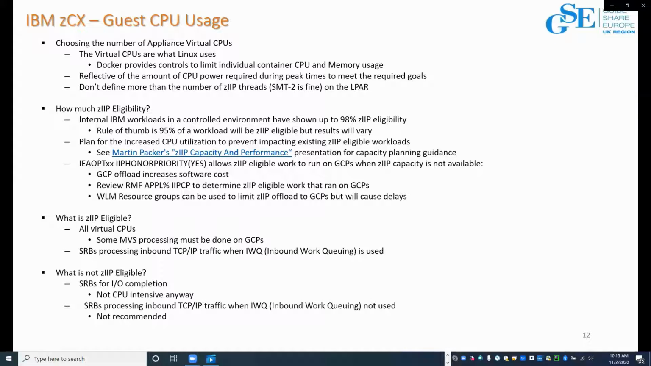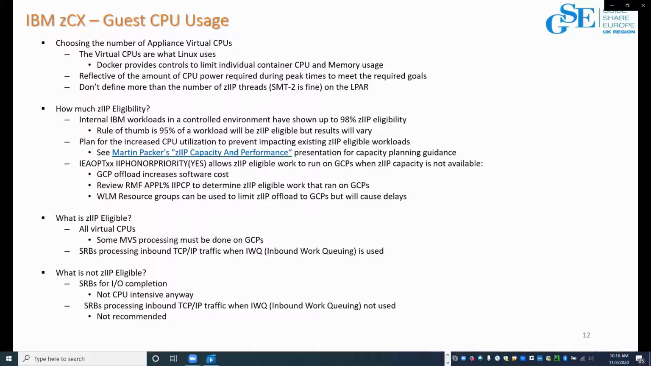CPUs than you have zIP threads on the LPAR. And SMT2 plays into this, so it also counts SMT2 threads. How much of the appliance is eligible, zIP eligible? IBM internal workloads have shown that somewhere around 98% of a couple of workloads that we run were zIP eligible. So I think a good rule of thumb, what we're saying, is that 95% of what you're going to run would be zIP eligible. So you can start with that and see how you go.